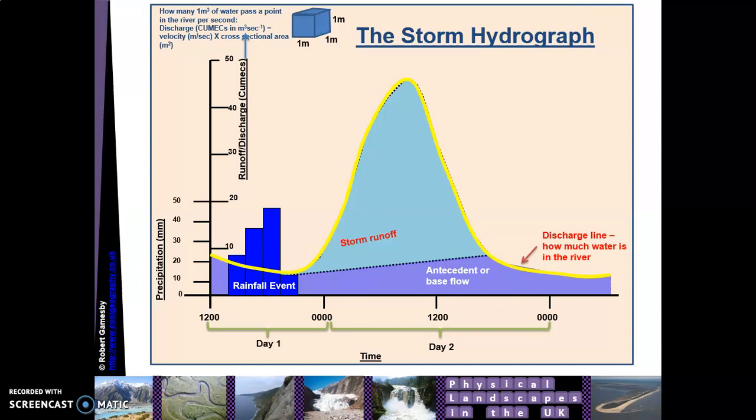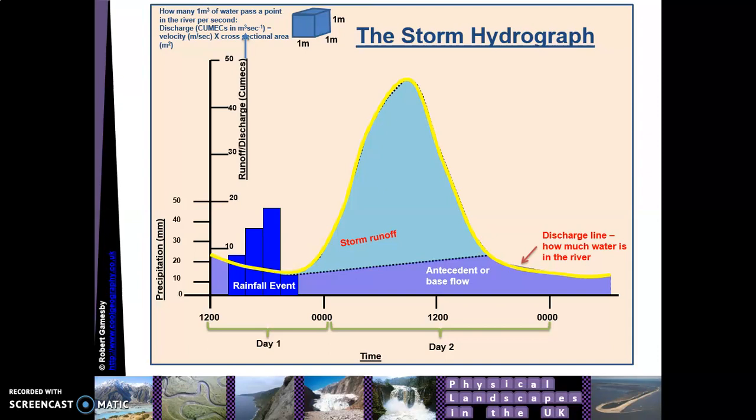Now discharge is measured in cumecs, which is basically a metre cubed. So water going past a certain point is measured in cumecs. It's the number of metres cubed passing one point in a second. The amount of cumecs in this river will increase over time as this water reaches the river. How it reaches the river we'll talk about in another video, but how it reaches the river depends on how fast the river will respond to that rainfall event.